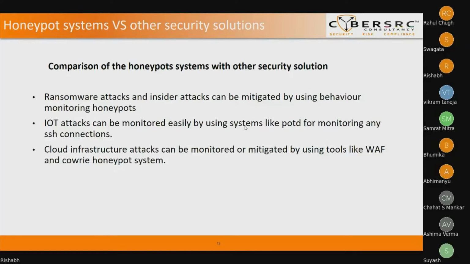It will give us an alert that the following user is connecting to our system and this is not an authorized user. And cloud infrastructure attacks can be monitored and mitigated by using tools like WAF, which is the web application firewall, and a Cori honeypot system, which is much more dedicated towards web application attack mitigations, where this honeypot will directly tell you that the following segment of your web application is much more susceptible to this attack.